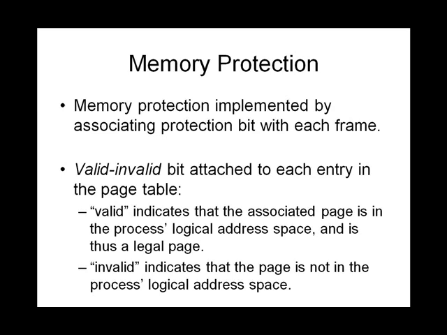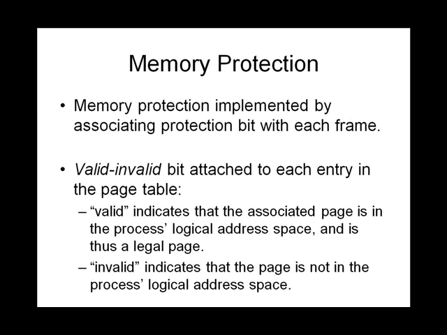Next we will see about memory protection. Memory protection is implemented by associating a protection bit with each frame. There are two types of protection bits, V and I. V represents valid, I represents invalid. Valid indicates that the page is in the process's logical address space and is legal. Invalid represents that the page is not in the process's logical address space.